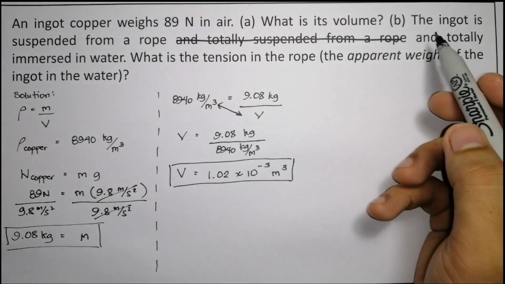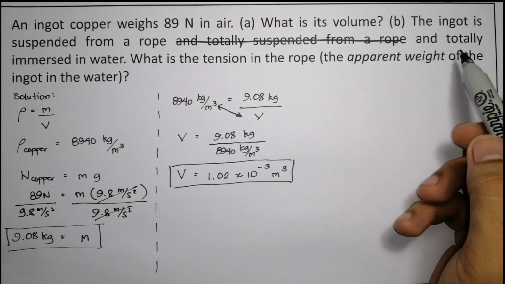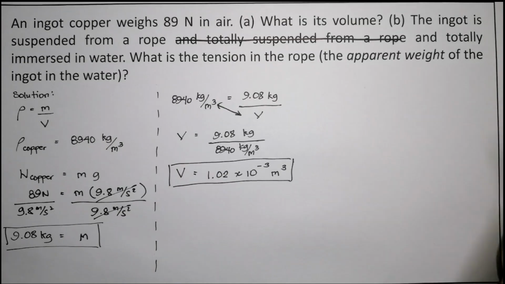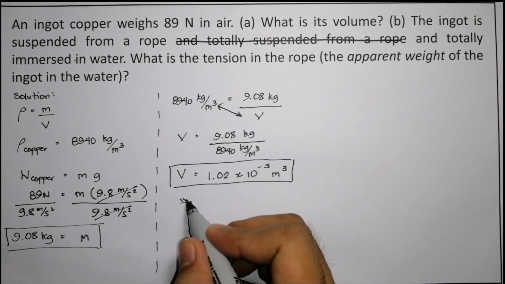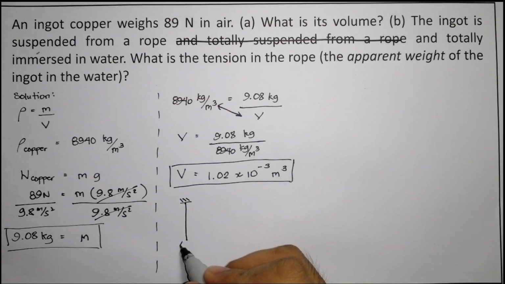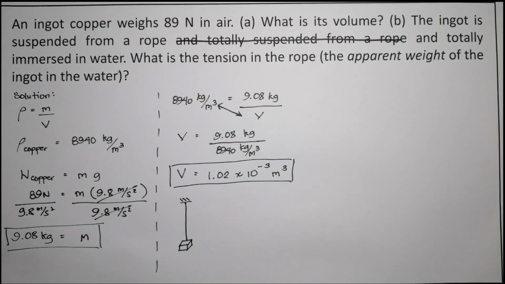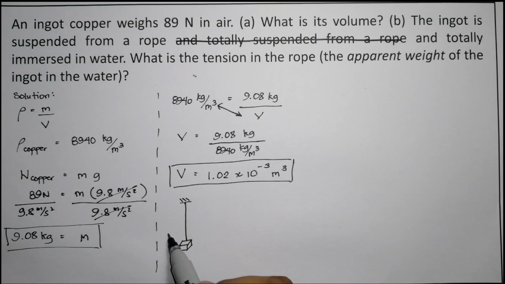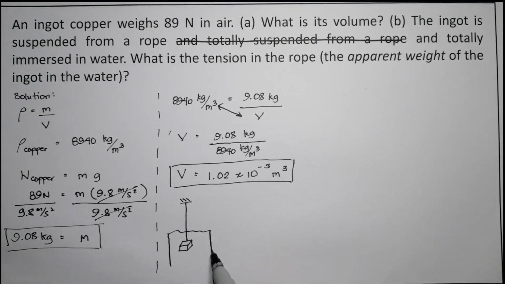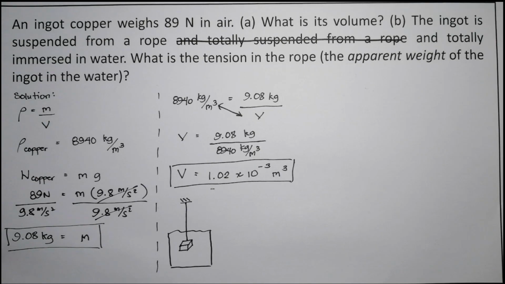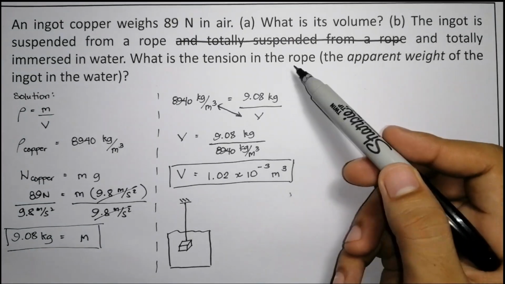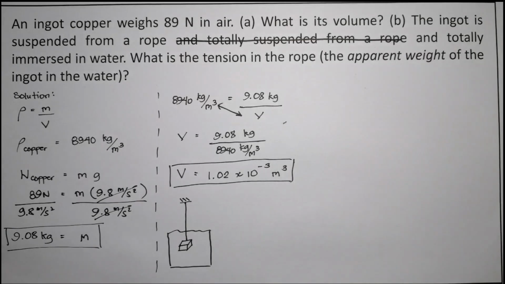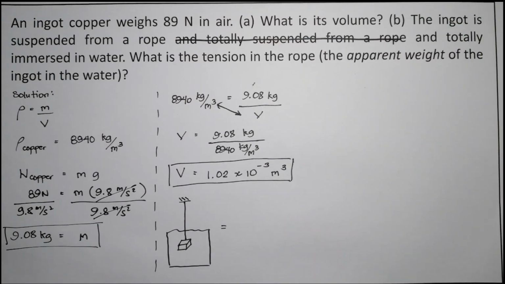Now for letter B. The ingot is suspended from a rope and totally immersed in water. What is the tension in the rope? To illustrate, we have a rope, for example, this is our rope, and this is our copper ingot. While it is suspended in a rope, it is also immersed in water. So let's suppose we have this body of water here. The question is, what is the tension in the rope? If we translate this drawing into a free body diagram, let's illustrate it further.